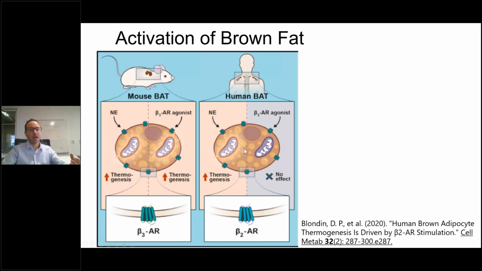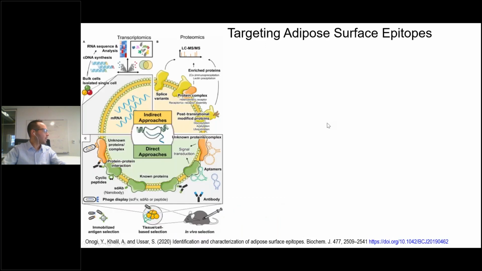However, this brings us to another problem: how do we do this? How do we activate brown fat safely in humans with the fact that beta-2 adrenergic receptors are found throughout the body and the heart and other organs? This may pose potential problems. And so in the final review by Dr. Usar and Onugi, they review the various methods to identify cell surface receptors found on adipocytes and progenitor cells, and potentially how we can characterize these receptors and target them therapeutically.